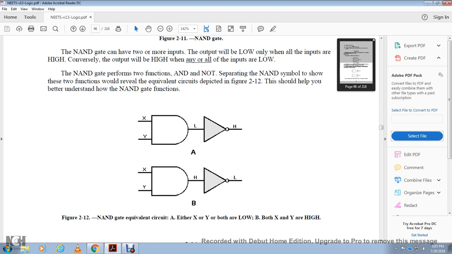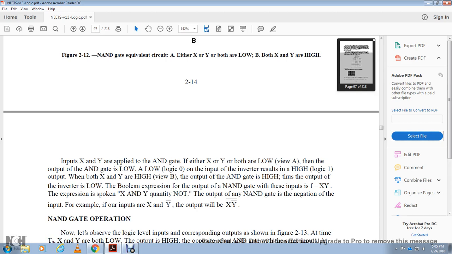Figure 212 shows the NAND gate equivalent circuit, where either X or Y or both are low, or both X and Y are high. Inputs X and Y are applied to the AND gate. In view A, either X or Y or both are low, so the output of the AND gate is low, logic 0, and the input of the inverter results in a high logic 1 output. In view B, both X and Y are high, the output of the AND gate is high, and the output of the inverter is low.